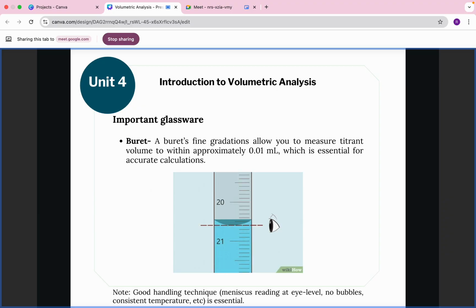And for your burette, the burette's markings allow for the precise measurement of the volume of the titrant delivered, often to the hundredths place. You need to check it at eye level, reading the meniscus at eye level. There should be no bubbles and the temperature should be consistent. These are very important to make your measurements or readings accurate.